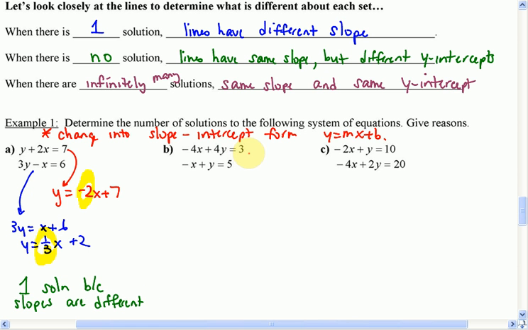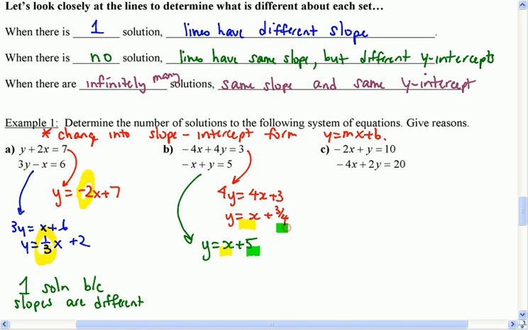How about part B? Well, once again, you're going to have to rewrite this in slope-intercept form. I know I'm going a little bit fast, so if you're listening at home, just pause the video and rewind if you need to. So in this case, look at the slopes. Oh, they're the same. Look at the y-intercepts. Oh, they're different. Same slope, different y-intercept. No solution.